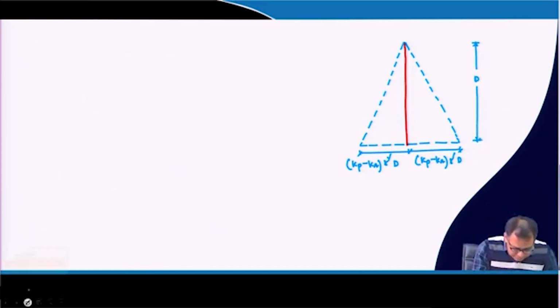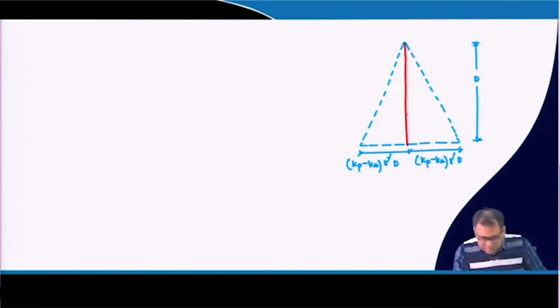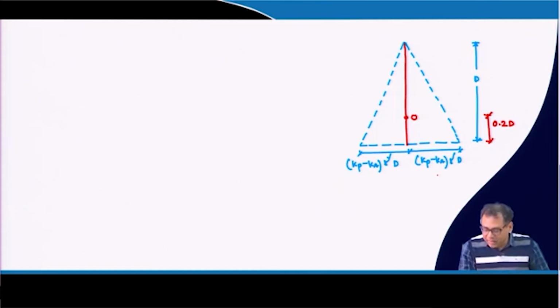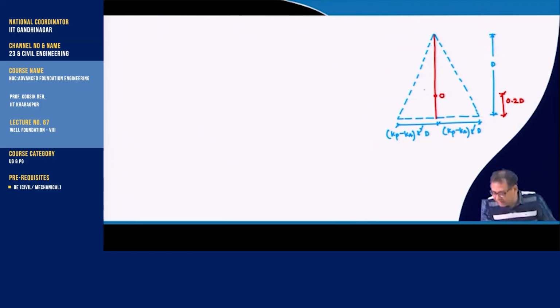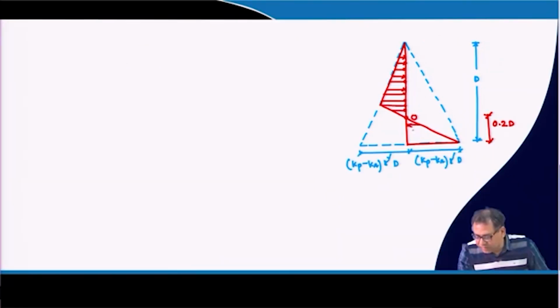But here the net pressure distribution is drawn or assumed in such a way that this is the point of rotation, O. That point of rotation is assumed at a distance of 0.2 d from the base. The pressure distribution is assumed such that at the point of rotation the net pressure is 0. So, this will be the assumed net pressure distribution.